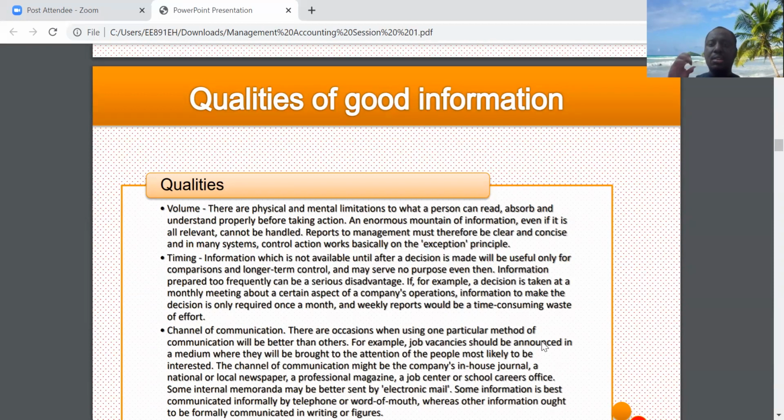Another quality of information is volume. Anytime you are giving out information, human beings have physical and mental limitations in terms of what they can read, what they can absorb, what they can understand. So if you are giving too much information, it cannot be handled. So you must have a balance in terms of volume, the quantity of information you give out, so that action can be taken easily. When you overload users with information and the volumes of information, it's just too much. It's not a good quality.